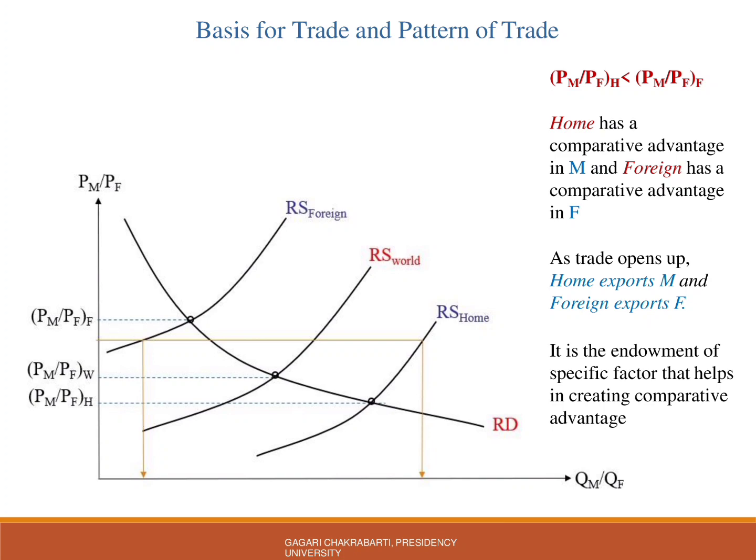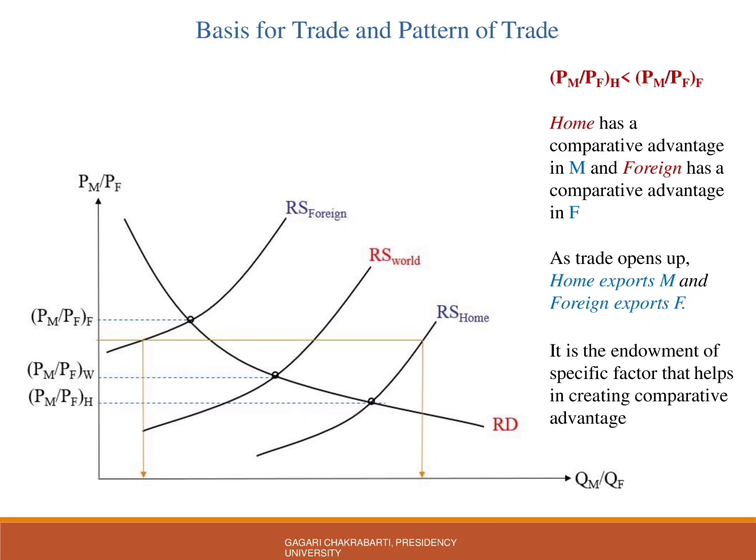So now let us consider the relative demand curve. RS foreign cuts RD at the point where the price ratio is PM by PF in F, and the RS home is cutting the RD at a price level which is PM by PF in H.